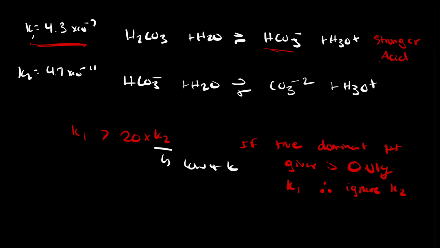So let's see here. Let's do 20 times K2 and see what we get. So we get 4.9 times 10 to the negative 10. And we know that has to be way less than 4.3 times 10 to the negative 7. Negative 7 is much bigger than negative 10. And again, from here, if you wanted to, if we're given some concentration, we could find the pH of the solution. But we already been doing that a lot, and we're going to call the video here.